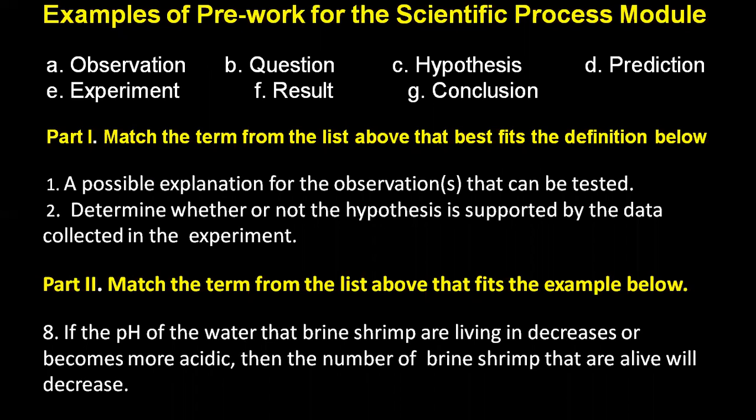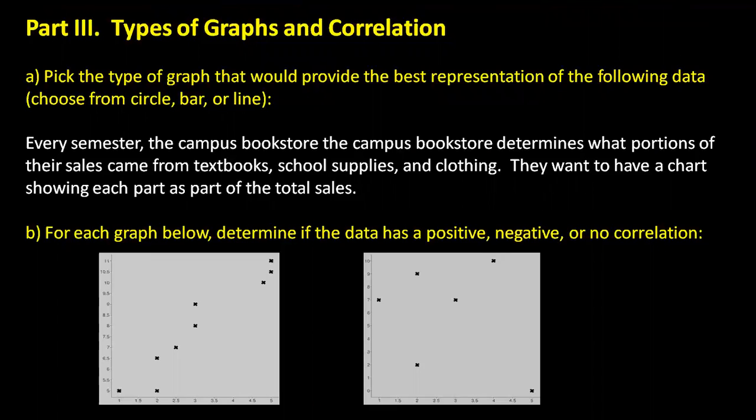These are some examples of the pre-work. Parts 1 and 2 allow the students to go through the steps of the scientific process through matching activities, and they reviewed the vocabulary terms. In part 3, students looked at different types of graphs, and they also determined correlations between the variables in the examples that were given.